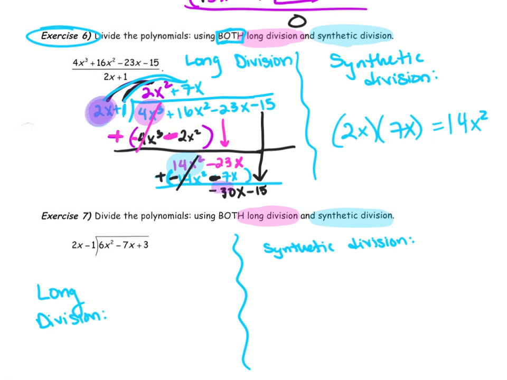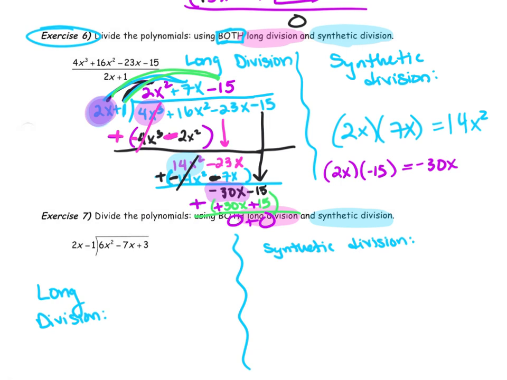2x times what gets us to negative 30x? Well, that's negative 15. So we have minus 15. And we're going to multiply it back. So we have minus negative 30x minus 15. We're going to distribute that negative, and we're left with a remainder of 0. So this is our final answer.